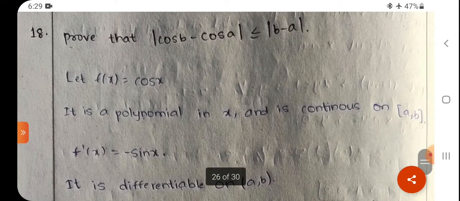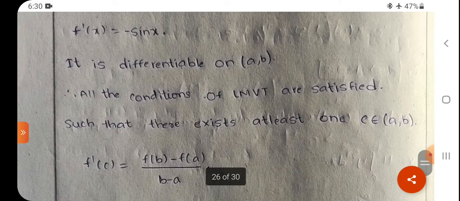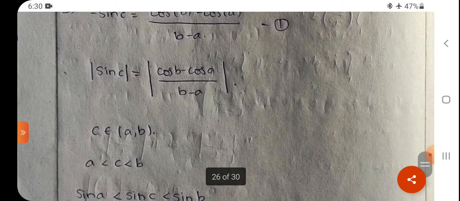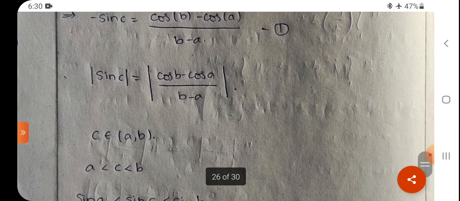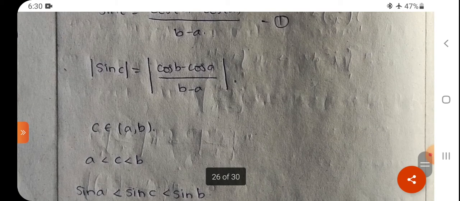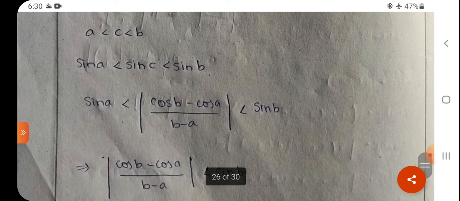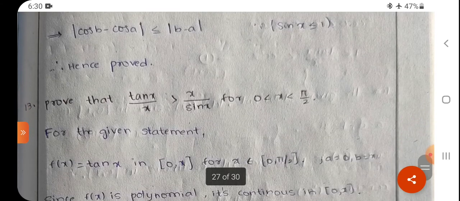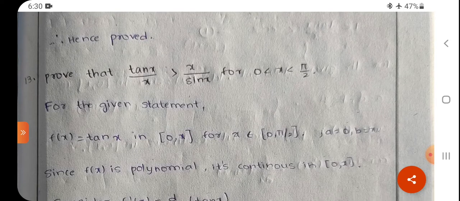18th one, you are proving that modulus of cos b minus cos a is less than or equal to modulus of b minus a. Such statements you can prove with the help of Lagrange's theorem only. First you verify all the properties, and after getting equation number 1, you make your final answer. From that, again you select the point belonging to (a, b), and from that you get your required answer. And then prove that tan x by x is greater than x by sin x.